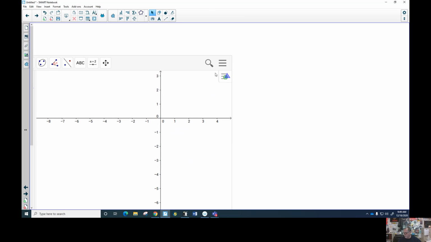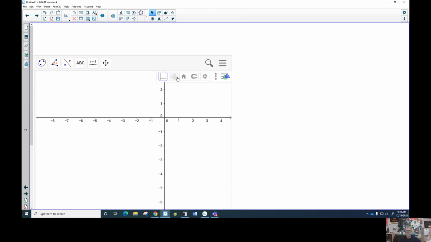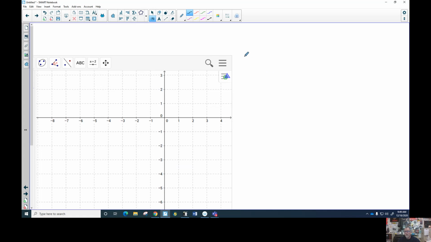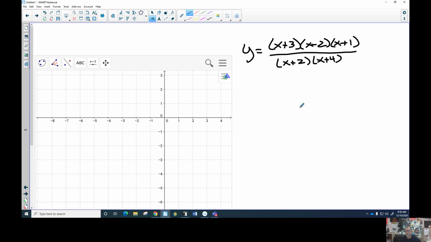I'm going to do that. All right, so we're there. And let's look at a new function. Y equals x plus 3 times x minus 2 times x plus 1 all over x plus 2, x plus 4. So we want to find any asymptotes or holes for this graph.